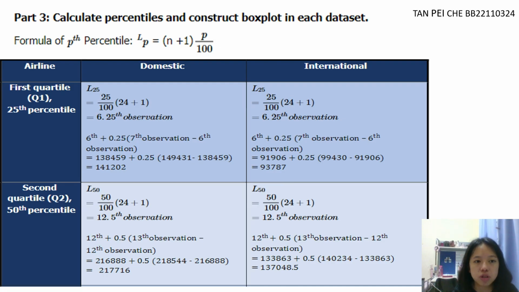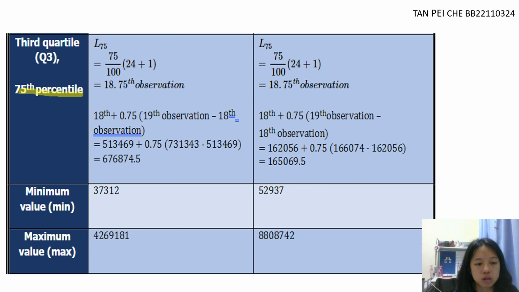I would like to present part 3, which is to calculate percentiles and construct a box plot in each dataset. This is the formula for percentiles. By using this formula, we find that the 25th percentile is at the 6.25th observation. The value for the 6.25th observation for domestic is 141202, and for international is 93787. The calculation steps for the 50th percentile and 75th percentile are also the same.